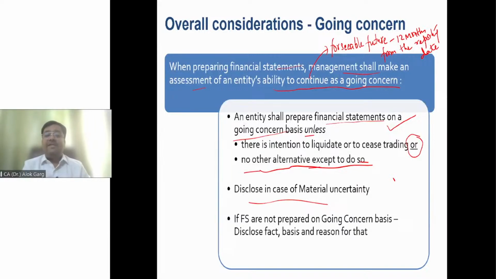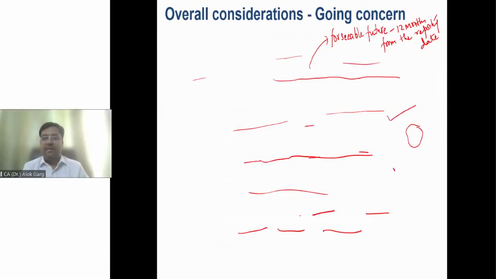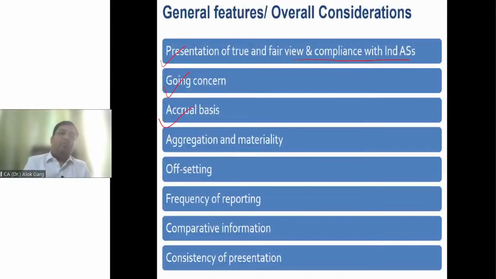If financial statements are not prepared on a going concern basis, then on what basis are they prepared? They have to be prepared on a realizability basis, a liquidation basis. And you are required to disclose in the notes to accounts that these financial statements have not been prepared on a going concern basis, and why. So the fact, basis, and reason must be disclosed for not preparing the accounts on a going concern basis. Is that clear?